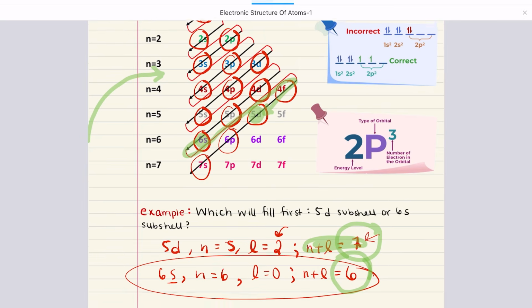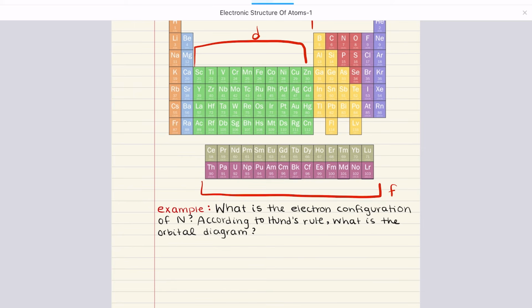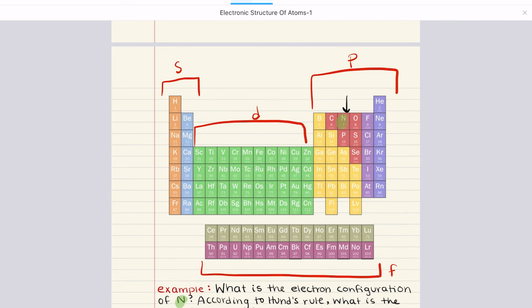Okay, let's do some more problems. This one is really fun. This says, what is the electron configuration for nitrogen? And then according to Hund's rule, what is the orbital diagram? So let's find where nitrogen is. Nitrogen is right here. I'm going to point to it in black. And we're going to write the electron configuration for nitrogen. We're just going to read it off of the periodic table. We start off with 1s, 1 and 2. We fill up the 1s orbital with the maximum 2 electrons.